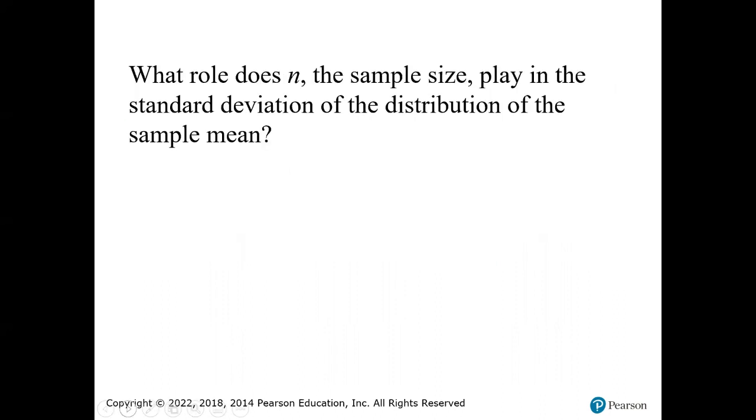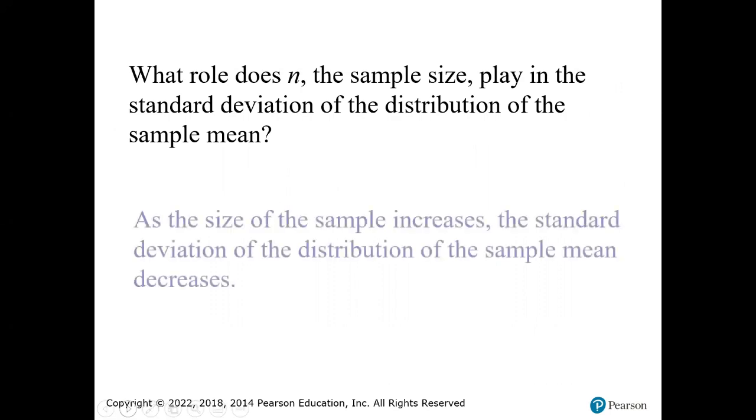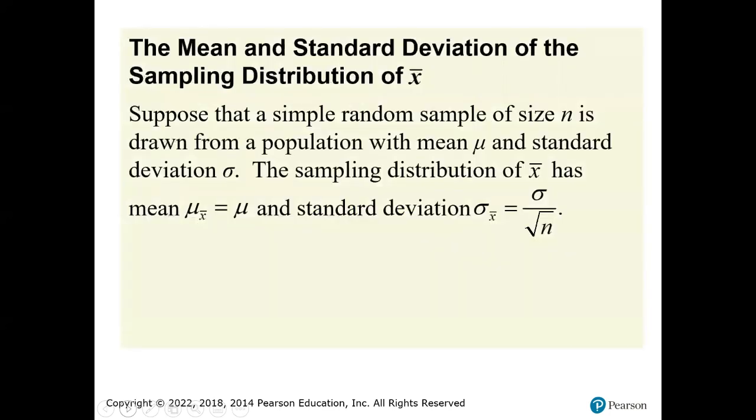What role does n, the sample size, play in the standard deviation of the distribution of the sample mean? As the size of the sample increases, the standard deviation of the distribution is going to decrease. So the larger I make my sample size, the less spread I am going to have. There has to be a formula. There has to be a true relationship that's happening here.